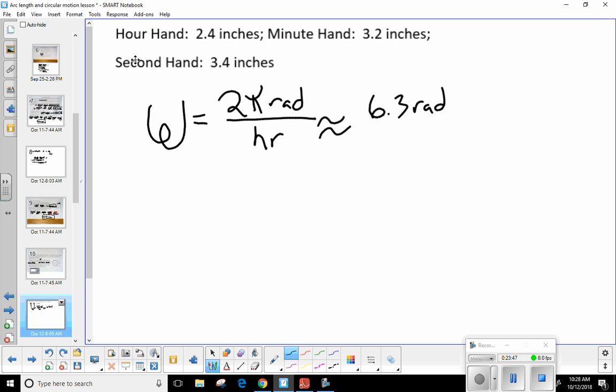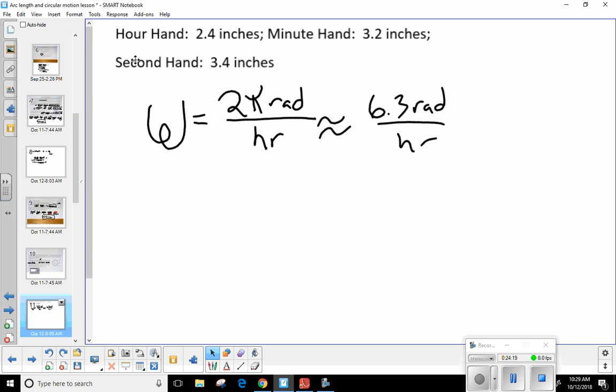So 2 pi radians in 1 hour. They're just kind of going past the idea of the revolutions, which is perfectly fine. Okay. So this is the minute hand? Oh, yes. 2 pi. Okay, so I'll go ahead and take that. We wanted to leave it in terms of pi, but that's okay. 6.28 is 2 pi, so he is correct. 2 pi radians per hour.